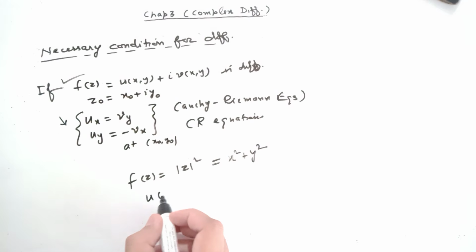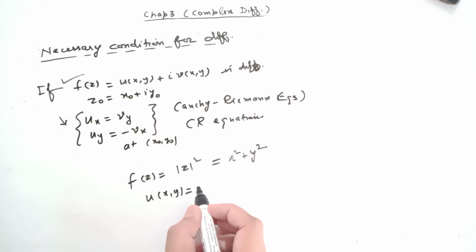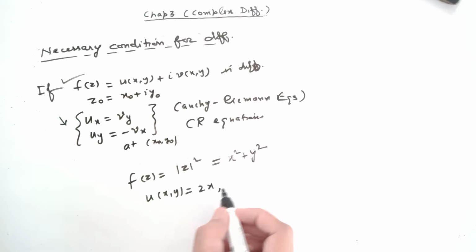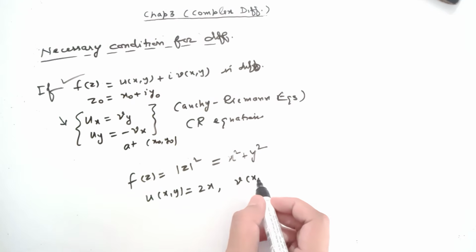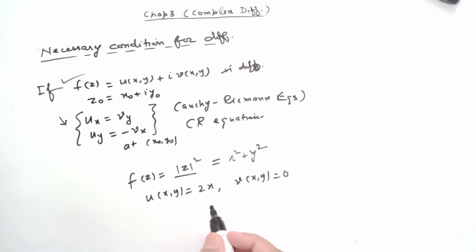So what is u(x,y) here? 2x, and v(x,y) is 0. About this function we already know, this function is differentiable only at 0, nowhere else. Let us check this result through CR equations.